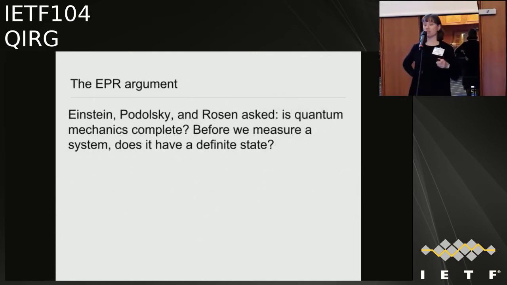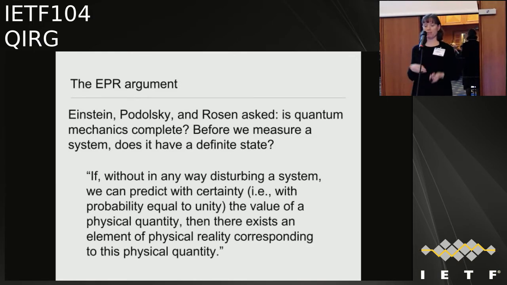So Einstein, Podolsky, and Rosen, this is the 1930s paper. The title of the paper is Is Quantum Mechanics Complete? We can understand that as saying, before we measure a system, does it have a definite state? This is what you heard Rod referring to when he says that we are going to do a measurement and understand that measurement as a collapse into a particular state. Should we think of that system as having had that particular state before we measured it? And so what do we mean by this kind of reality?